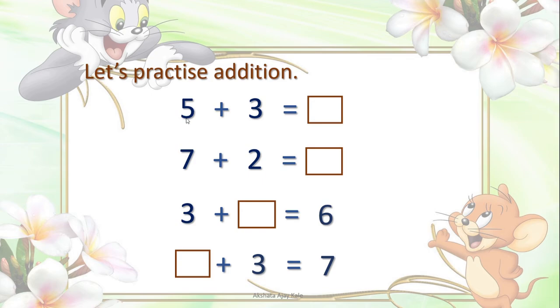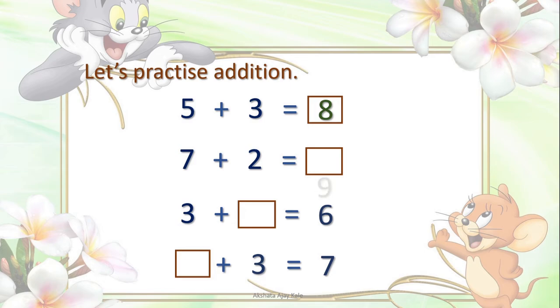We'll begin. Here, 5 plus 3. How much? You can take these numbers on your fingers. In one hand 5 and in the second hand you can show 3 fingers. So 5 plus 3 is 8. Right? Now second, 7 plus 2. How much?